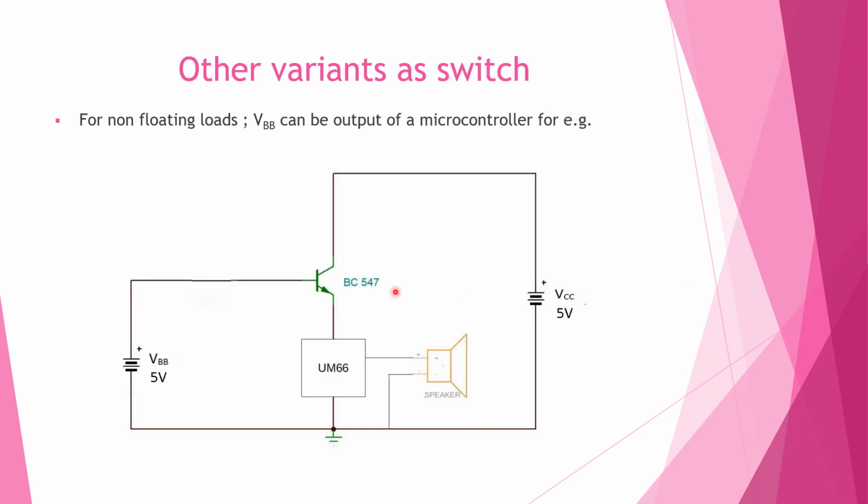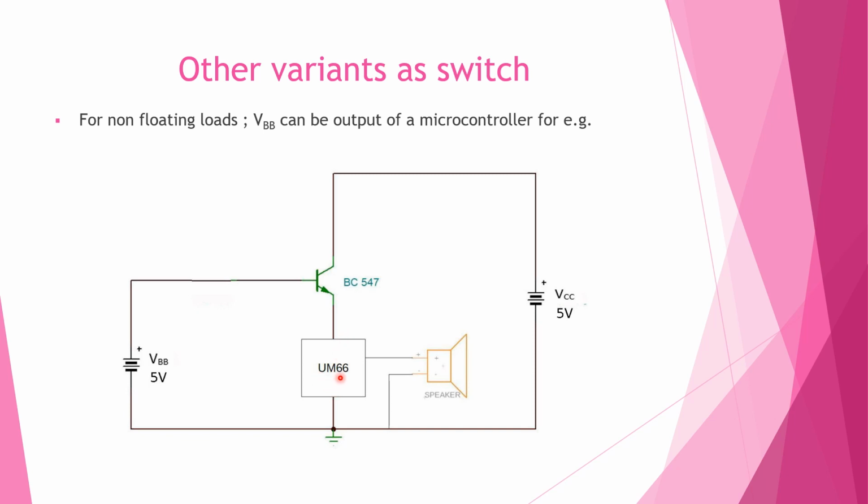So other variants are there. Earlier we connected an LED here, and also we connected a relay here. These two are floating loads, that is, we need only the current. When we need a voltage here, you have to connect a non-floating load.